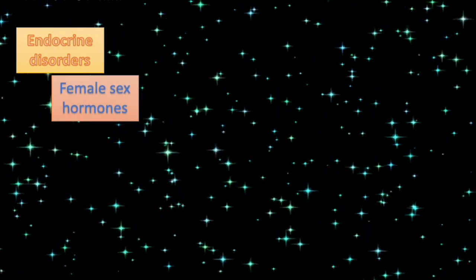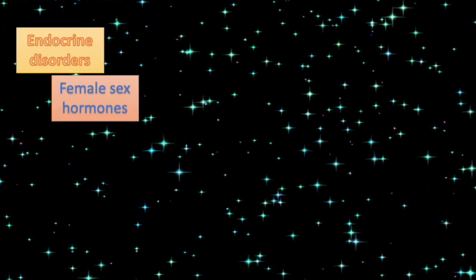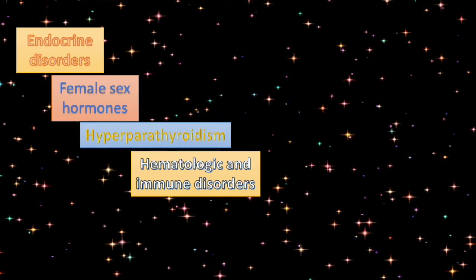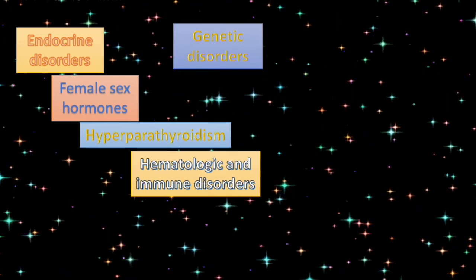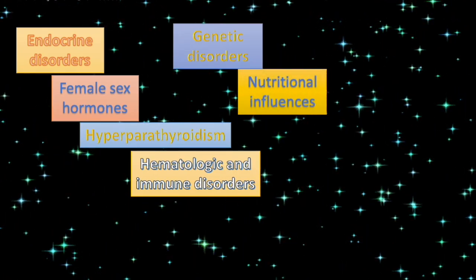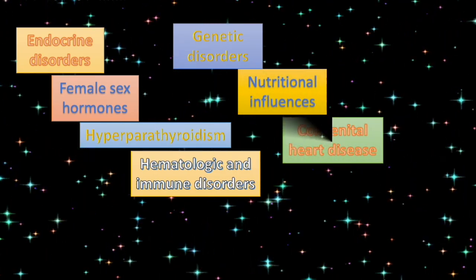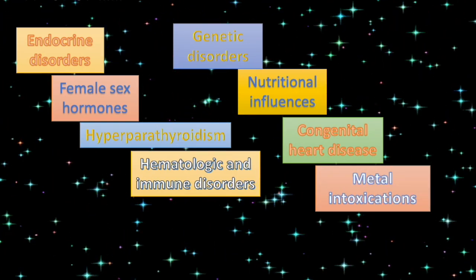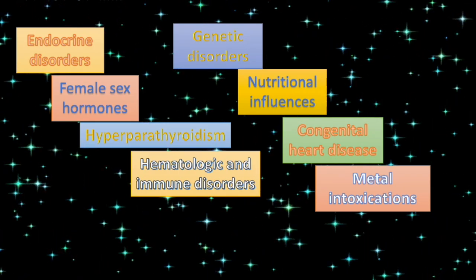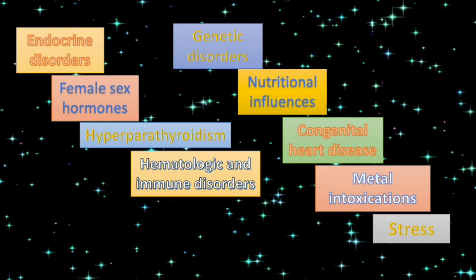Our contents are effect of endocrine disorders on the periodontium, effect of female sex hormone on the periodontium, effect of hyperparathyroidism on the periodontium, effect of hematologic and immune disorders on the periodontium, effect of genetic disorders on the periodontium, nutritional influences on the periodontium, effect of congenital heart disease on the periodontium, effect of metal intoxication on the periodontium, and effect of stress on the periodontium.